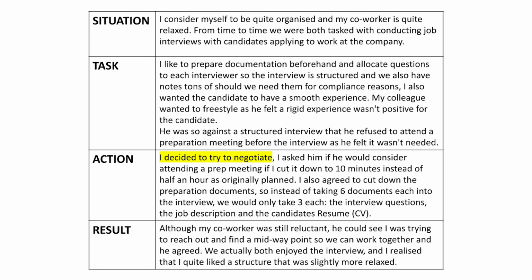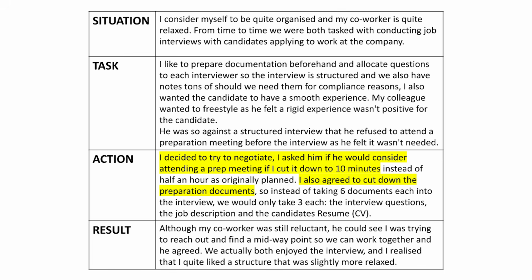In your answer, I highly recommend that you include some of your justifications. You don't need to elaborate or spend more than 10 to 15 seconds on it, but it adds context. Then here it explains that the approach was to negotiate in 2 areas. One was to cut down the time of the meeting, and the other was to cut down the preparation documents.